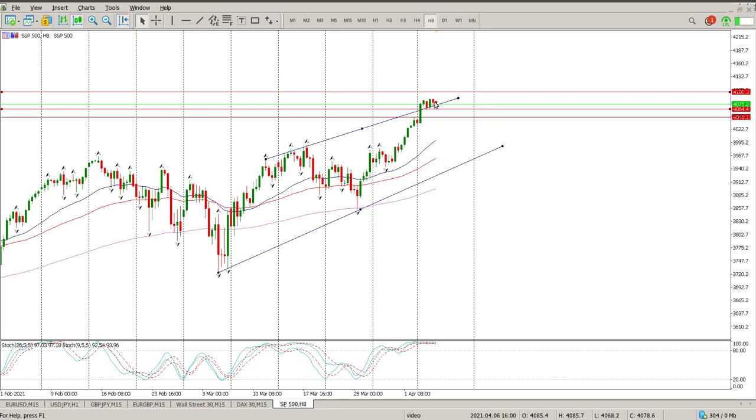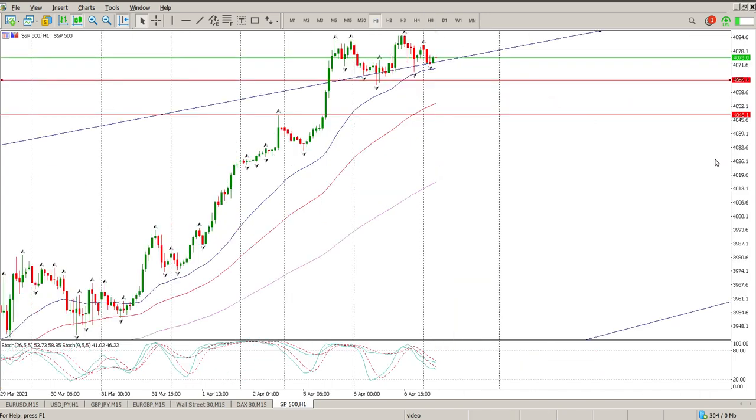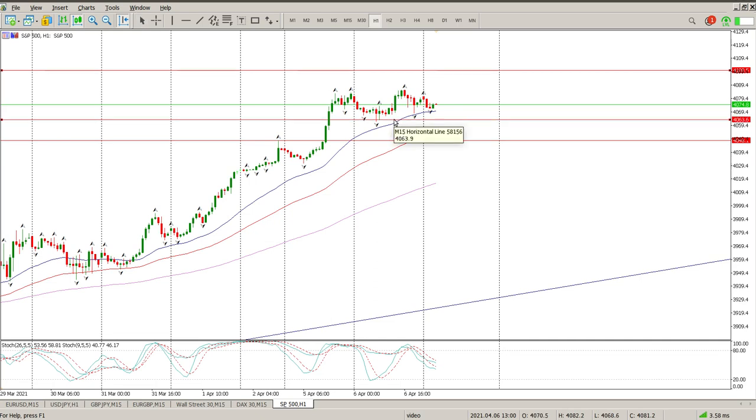So at this stage, I think we're more than likely going to go sideways, maybe drift a bit lower to find some support, but we're going to be sideways more than anything else. So there is the 1 hour, and you can see the 1 hour is pretty clear. Let me just get rid of this trend line, it's going to confuse us. So that is the bottom. I haven't got it exact, but that is the current bottom of this consolidation.